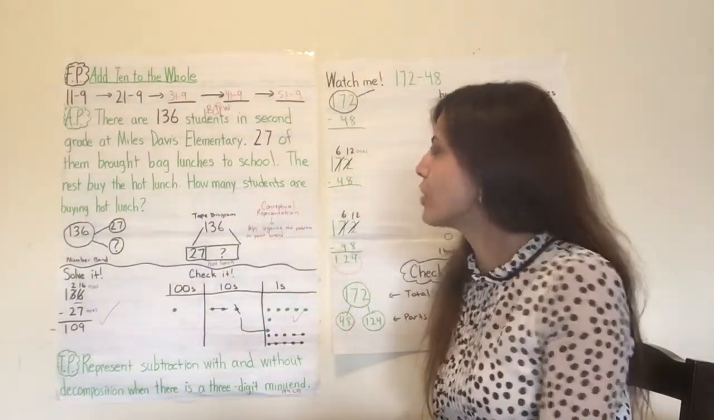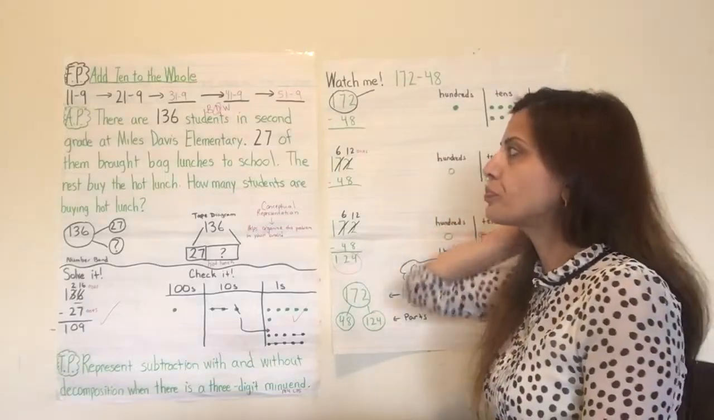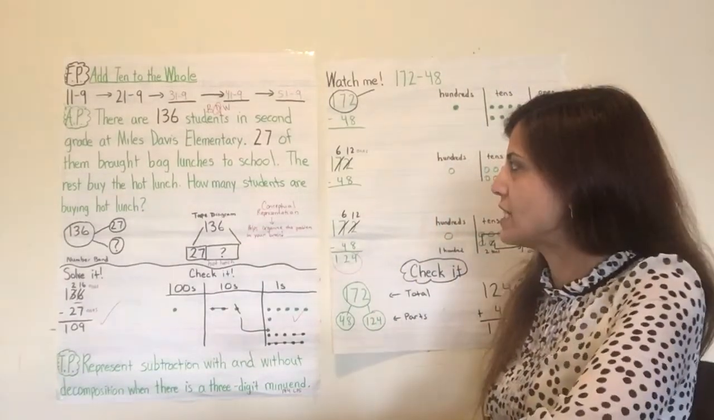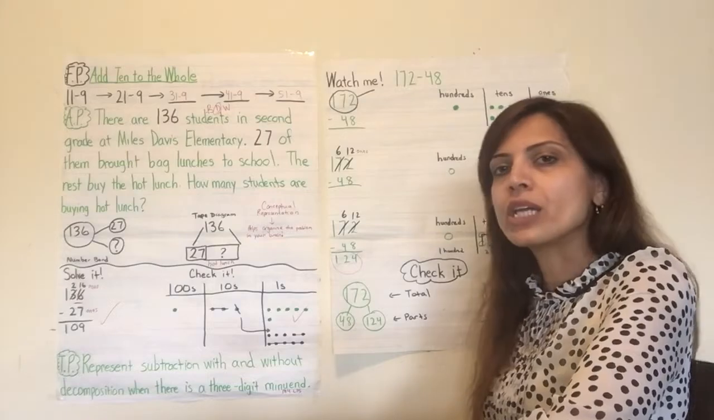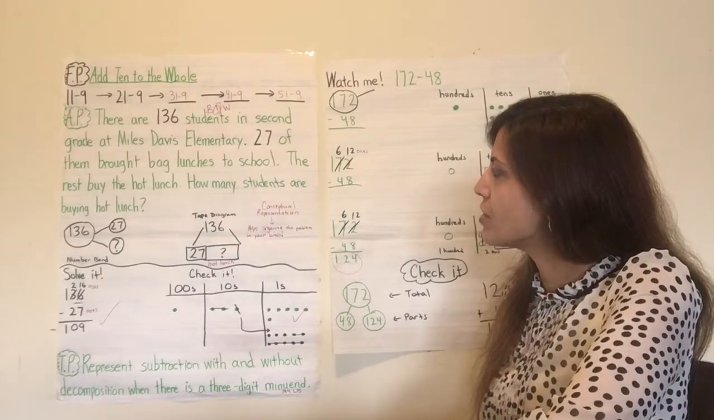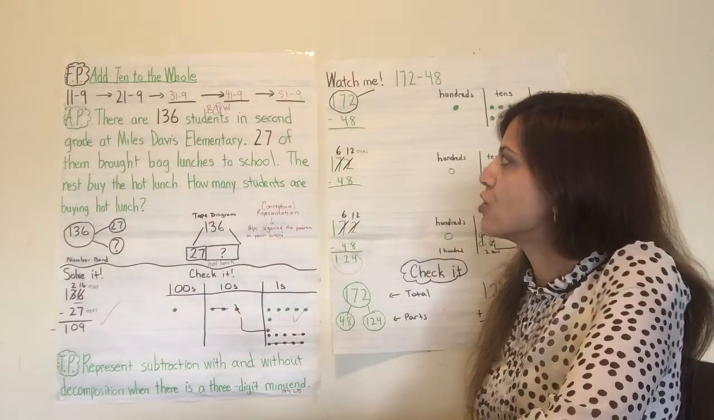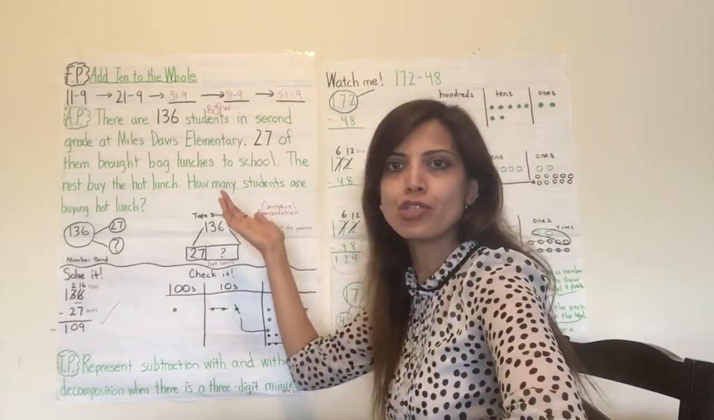So now we're going to move on to our application problem. I'm going to read it twice. You are going to use the read, draw, write strategy to solve it. And as you notice, the first step is read. So let me start reading.